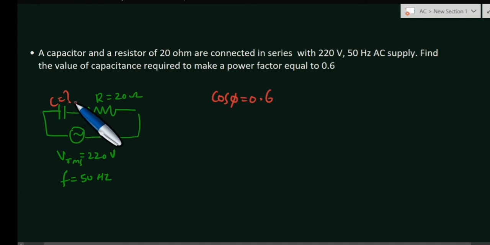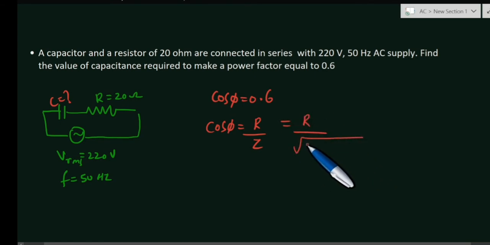So is there a relationship between C and cos phi? We need to check it. We have a formula for cos phi, that is R divided by Z. We know the value of Z: Z is equal to square root of R square plus (XL minus XC) square. Since there is no inductor, L is equal to 0, therefore XL is also 0. Only C exists, therefore XC exists. So R square plus XC square.